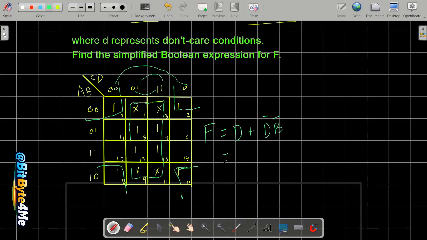b bar. So this is equal to, we know, x plus x bar y is equal to x plus y. This is a Boolean algebra identity. So this is x bar y, which is equal to d plus b bar. So this will be the final answer, d plus b bar.